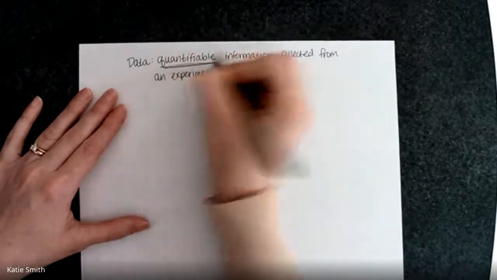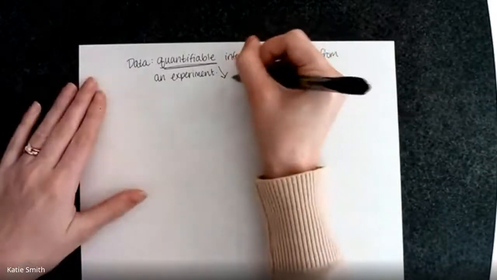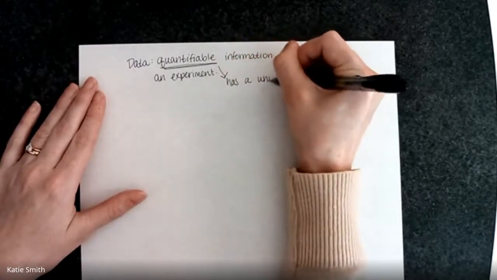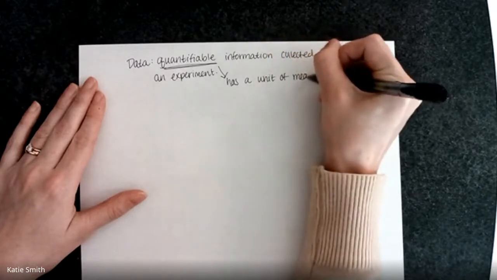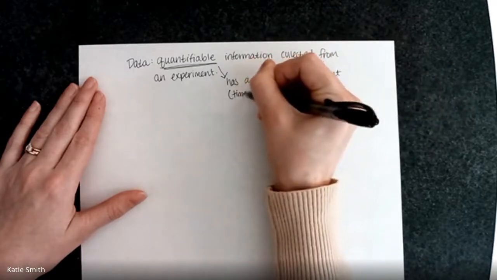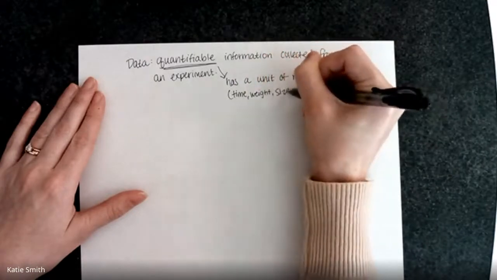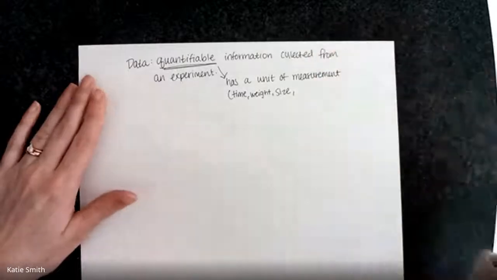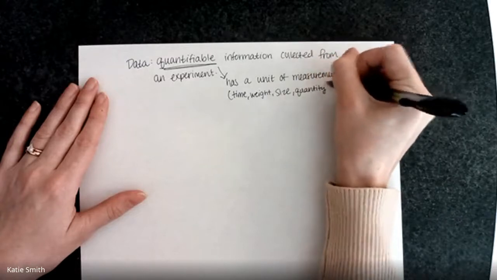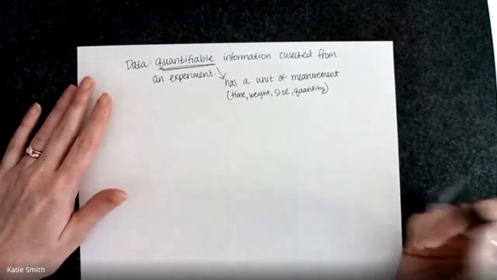So I say quantifiable. All quantifiable means is that it can have some sort of unit of measurement. So that can be time, that can be weight, that can be size, that can be quantity, so like the amount of something that can have some sort of numerical or unit of measurement.